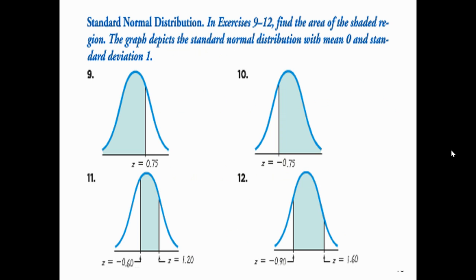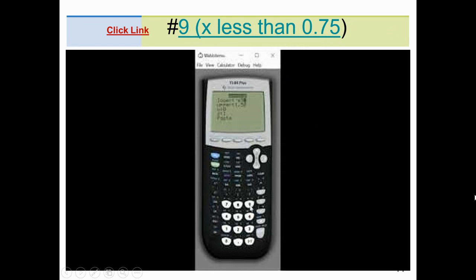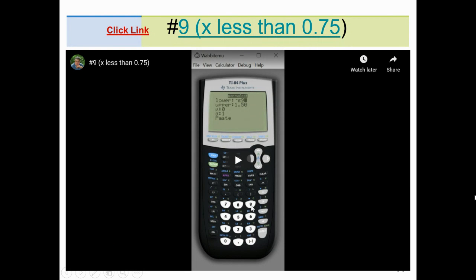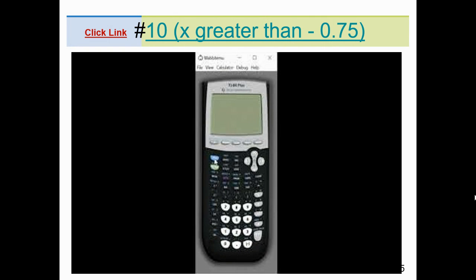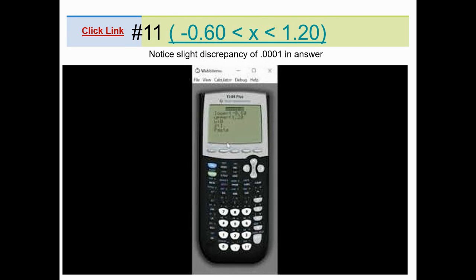All right, some actual examples. He's looking for the area, less the area. Probability that your z-score is less than 0.75, the area in green. And here we're looking for the area to the right. Here, the area in between. All right, so I do each and every one of those for you on the calculator.